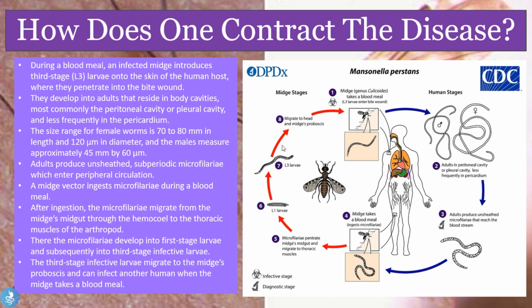And then the final step in the cycle is when the third stage infective larvae migrate to the midge's proboscis, which is the point at which it goes in to bite the human, and can now infect another human when the midge takes a blood meal.